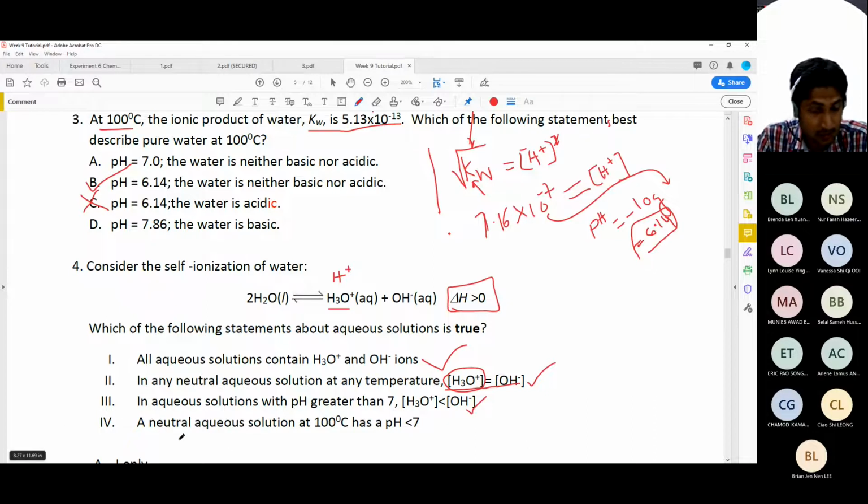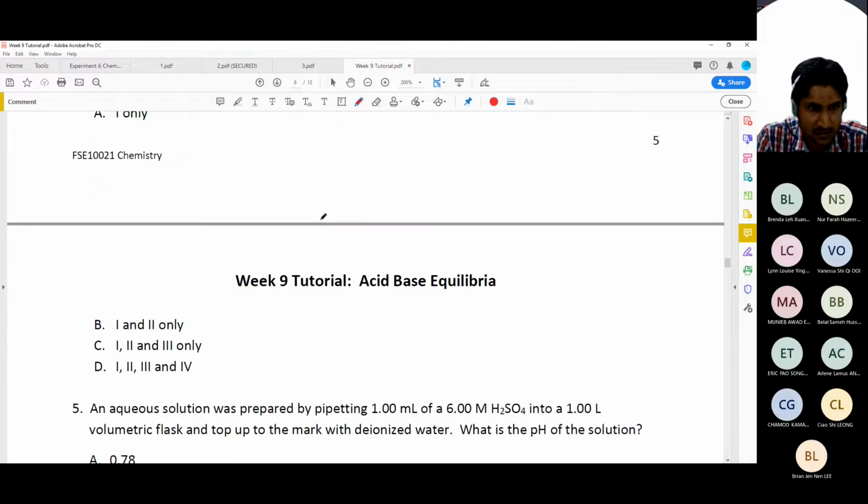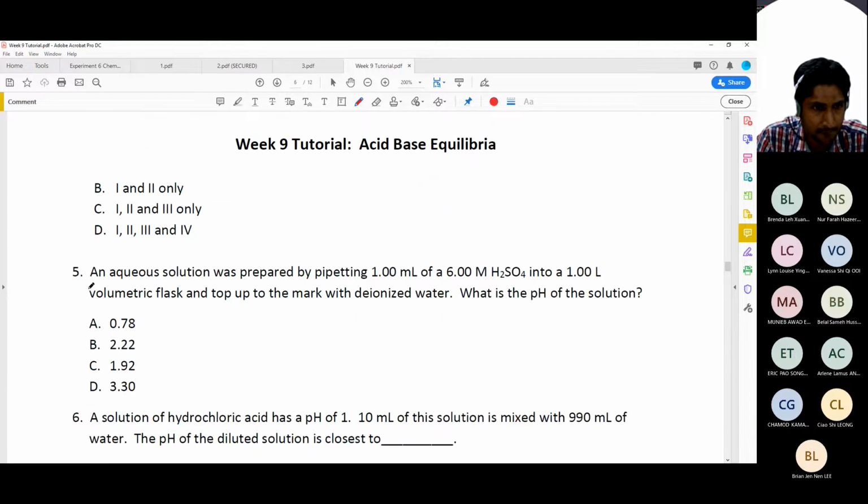Option number 4 says, a neutral aqueous solution at 100 degrees has pH less than 7. Yeah, we have seen just now it is 6.14. Although it is a calculation, an arbitrary value, from the Kw value, if the Kw value is correct for water at 100, then it should have 6.14. If your water does not have 6.14 pH, that means the water probably is not pure. So all of them actually, A, B, C, 1, 2, 3, 4, all are correct.